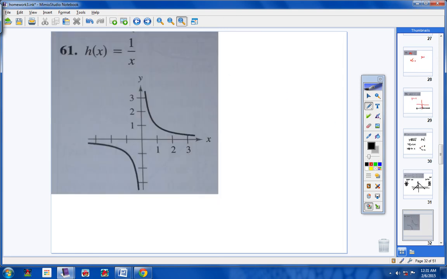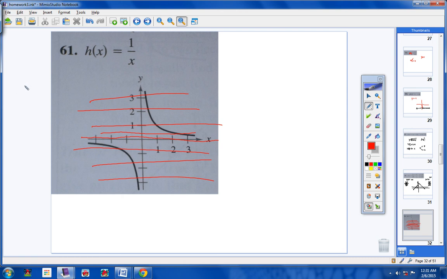Look at 61. They were nice to us. They gave us a graph. The horizontal line test totally passes. I don't care where you draw a horizontal line, as long as you keep it truly horizontal. One horizontal line here is going to fit right in between them. Every horizontal line that you draw will not intersect the graph more than once, okay? So number 61 does have an inverse function. It does.